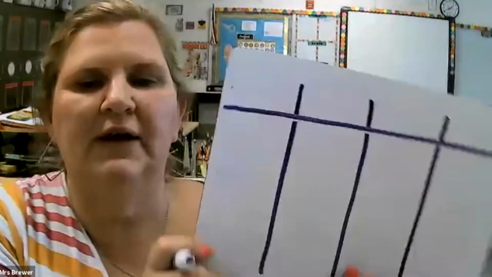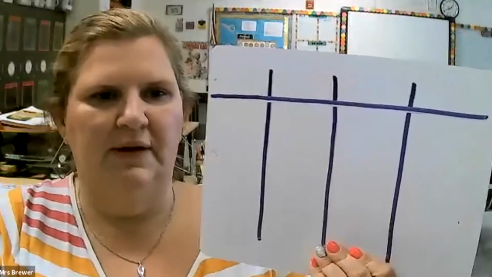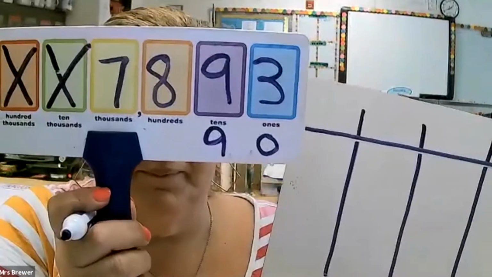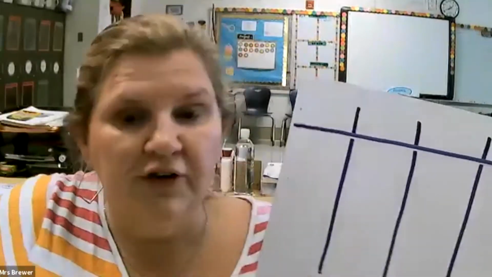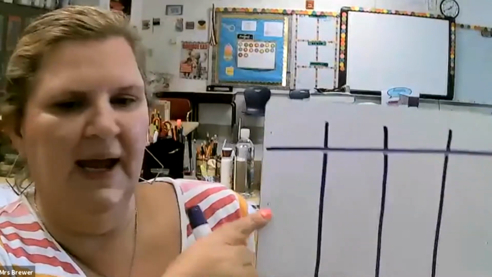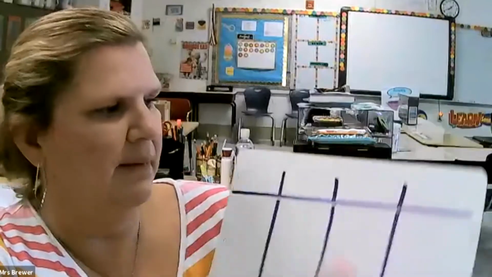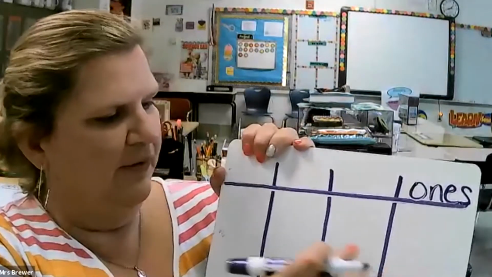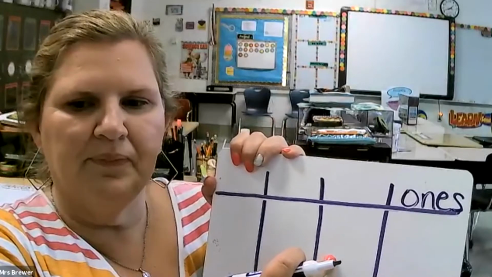So this is all I've done so far, boys and girls. I've just done this because how many digits did I have in my number? You're right, just 4. So how many columns do I need? I need 1, 2, 3, and 4. So I know that what is all the way at the end, what column is that? That is my ones, right? What's bigger than ones? What comes next? You're right, your tens.